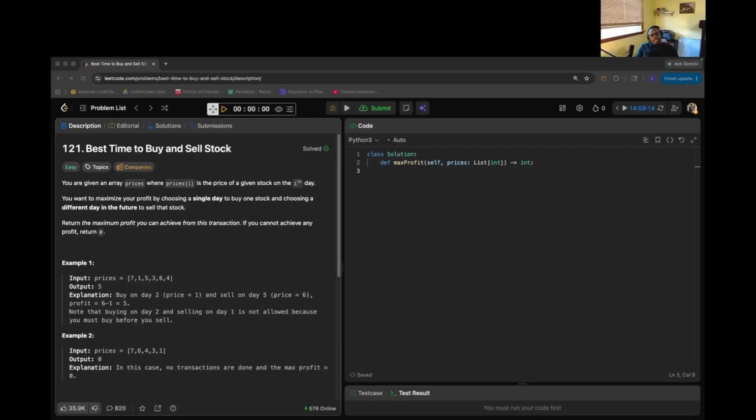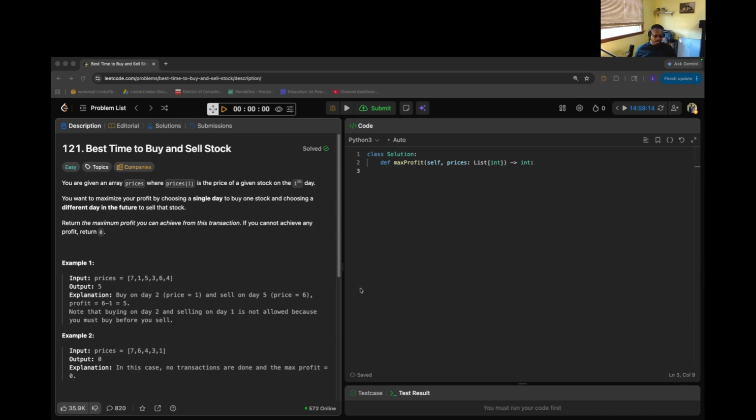Welcome back everyone. Let's solve LeetCode 121, best time to buy and sell stock. So you are given an array prices where prices[i] is the price of a given stock on the ith day. You want to maximize your profit by choosing a single day to buy one stock and choosing a different day in the future to sell that stock. So basically you want to buy low, sell high, right? Return the maximum profit you can achieve from this transaction. If you cannot achieve any profit, return 0.